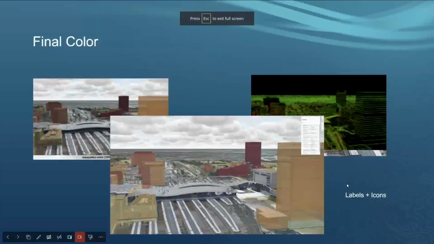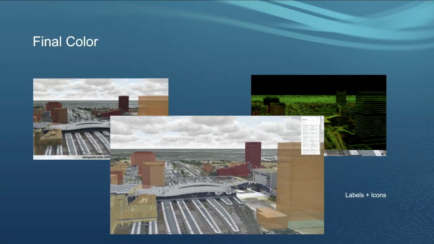Done, almost. And then there's really only one step afterwards. That's the final color, which adds the 2D elements onto the scene. So all the labels and icons, you can see them very small down here. And we also do a screen space anti-aliasing pass to get rid of the jagged edges along lines and sharp borders of objects. And that final color is then what you see on screen in the end.